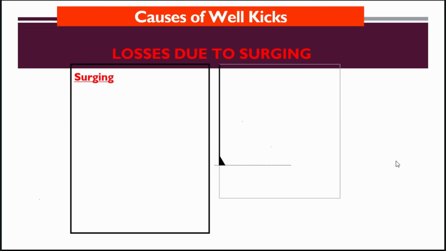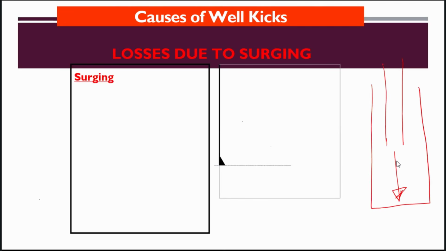Then there is a phenomenon which is called surging. Surging means what? When you are tripping in the pipe, if you go in at very high speed, it is filled with mud, and it causes a surging effect. Surge pressure is also added on the formation. When you are going in at high speed, you get a surge pressure.